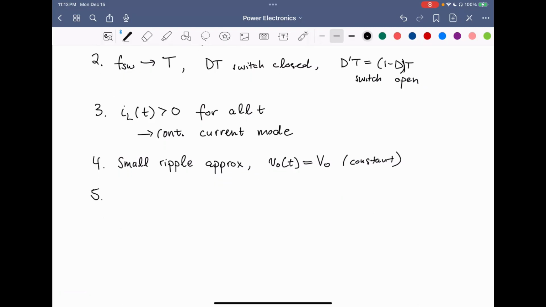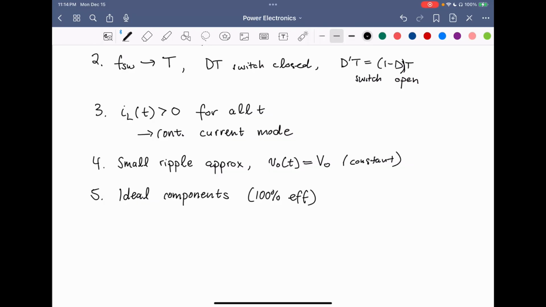The last assumption for this analysis is that we are using ideal components, so we don't have any parasitic losses or conduction losses from the switches. This is equivalent to having 100% efficiency because we're not losing power in any non-ideal resistive components. So all of the input power gets delivered to the output load resistor in this basic analysis.